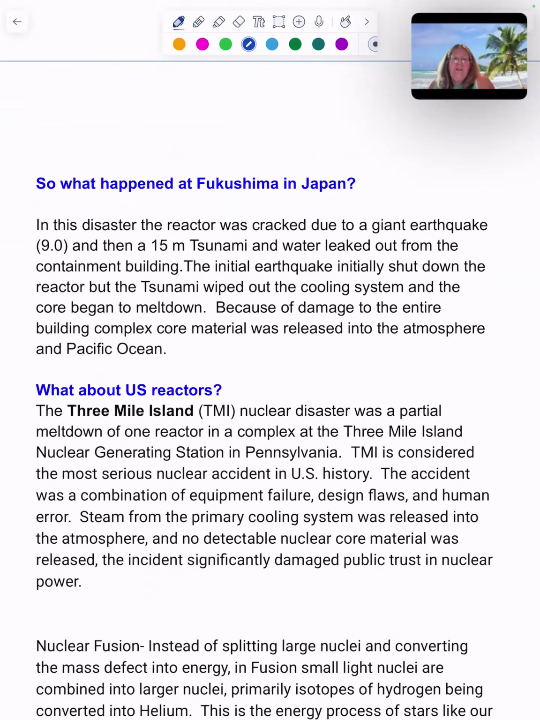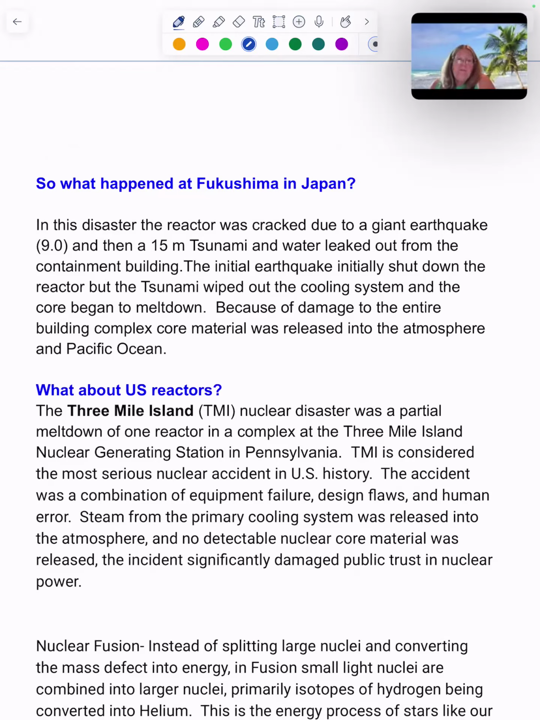It was a combination of equipment failures, some design flaws, and human error. Steam from the primary cooling system was released into the atmosphere, but no detectable core material was released. The incident significantly damaged the public trust in nuclear power, and since Three Mile Island, we've sort of cut back, and a lot of the nuclear power plants are being taken offline when they've served their design usefulness. Some are even getting taken down before.